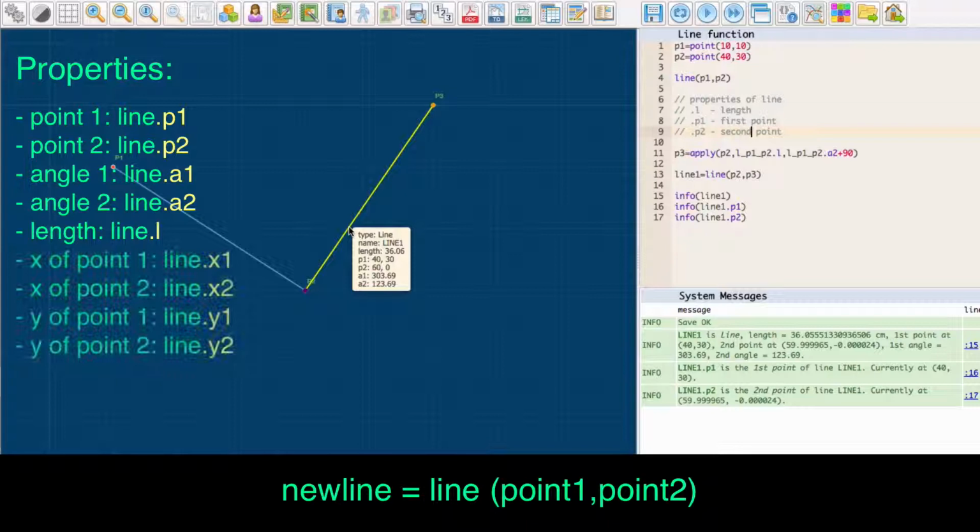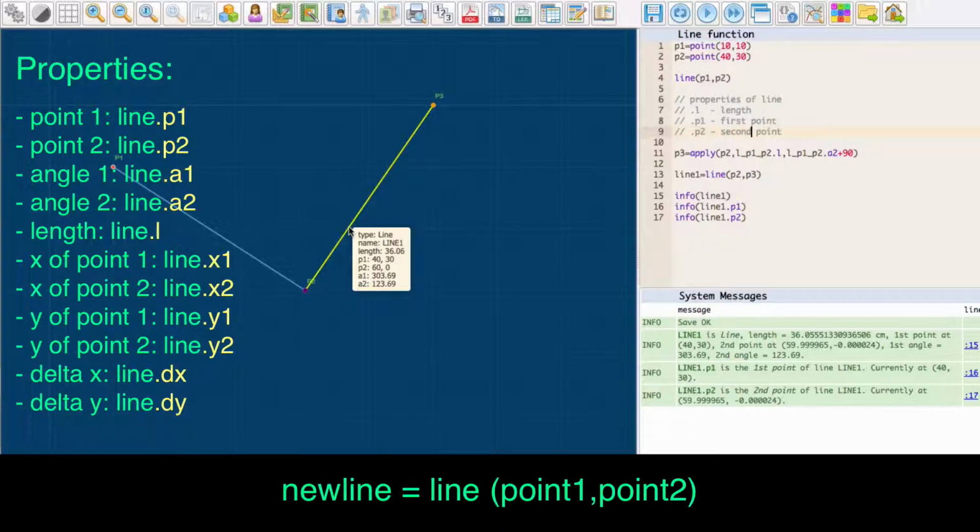Other properties of the line are as follows. Property .x1 stands for the x-coordinate of the first point. Property .y1 stands for the y-coordinate of the first point. Property .x2 stands for the x-coordinate of the second point, and property .y2 stands for the y-coordinate of the second point. You can also refer to the difference between x and y coordinates of the first and the second points. These are properties .dx and .dy. For example, property .dx lets you know how much higher is one point than the other. These two properties always return a positive value.